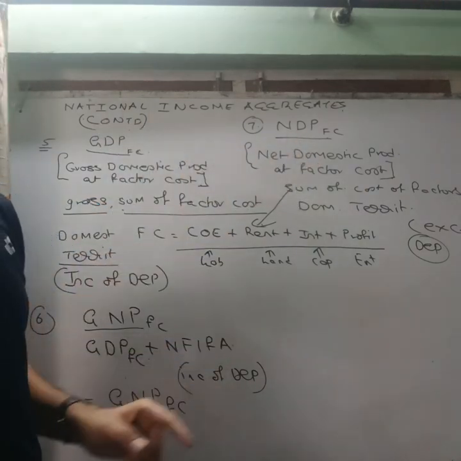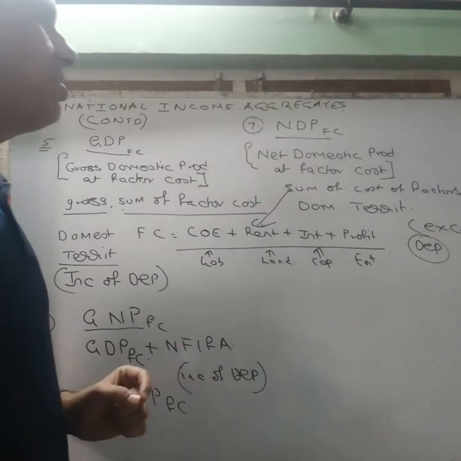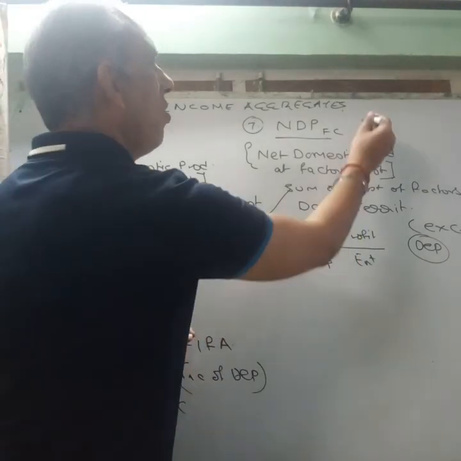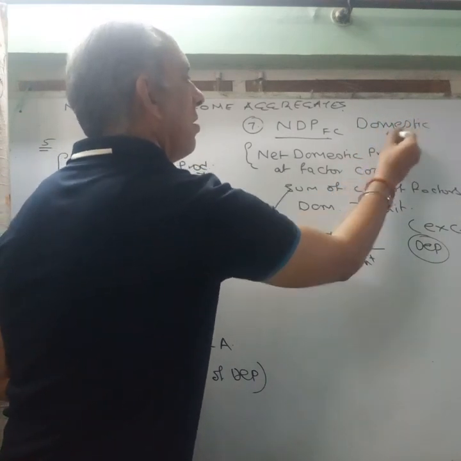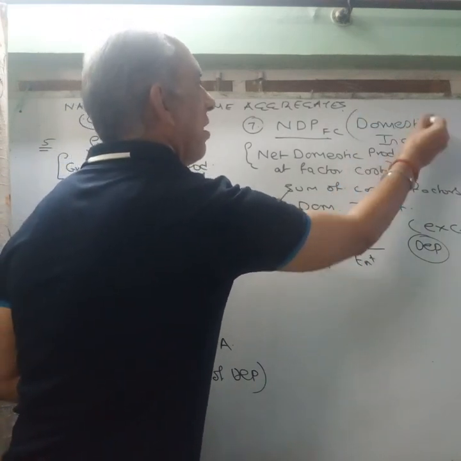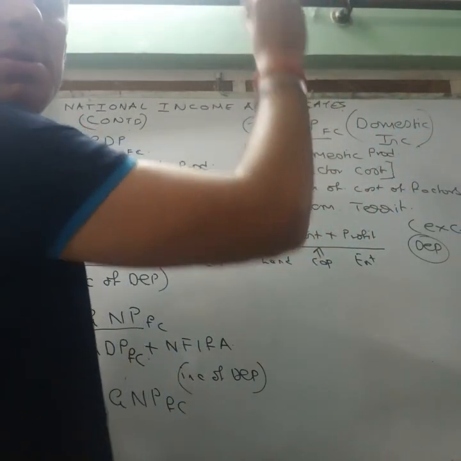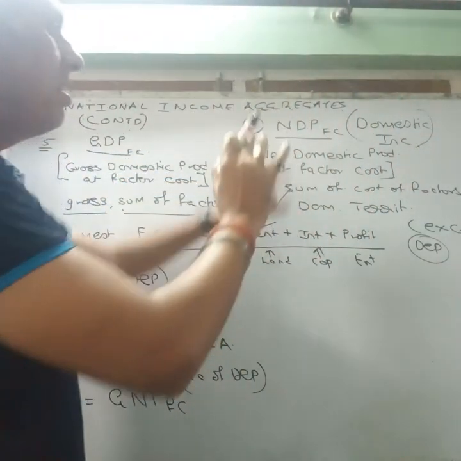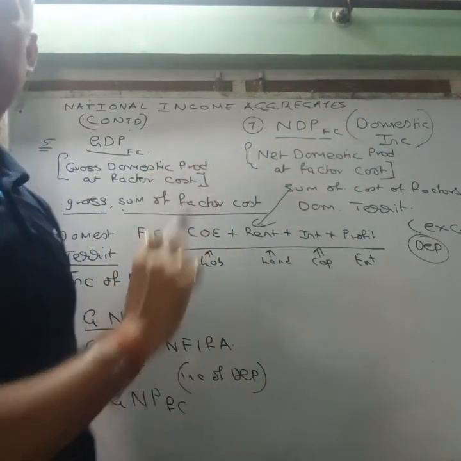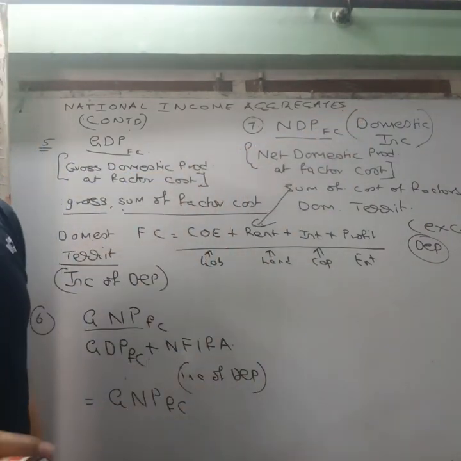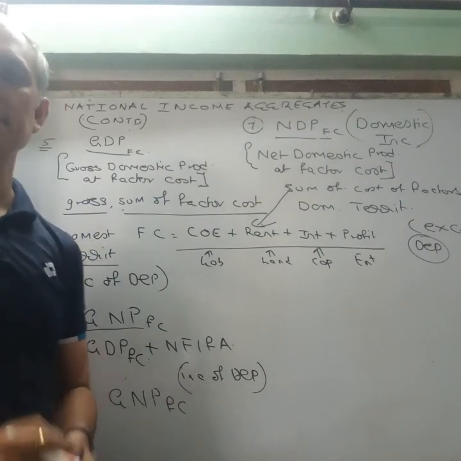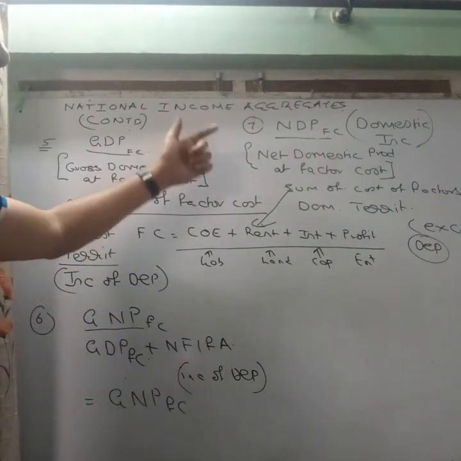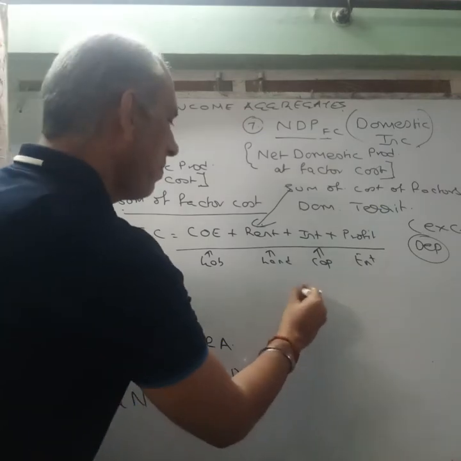Now, very importantly, NDP at factor cost, students, is also called domestic income. What is it called? Domestic income. I hope all of you are understanding it. That is the other name which you can remember for NDP at factor cost. Am I clear?